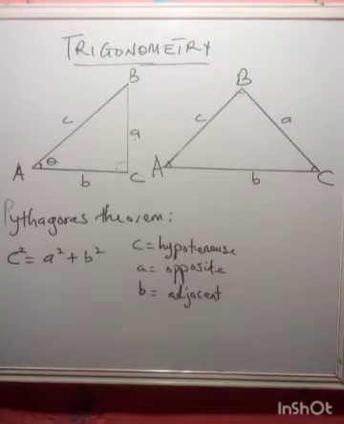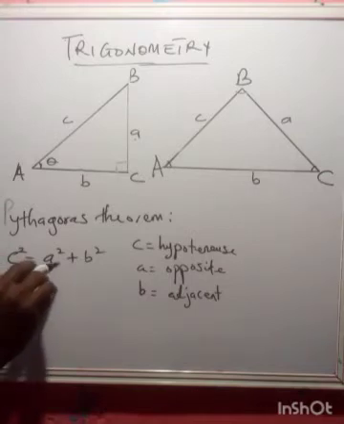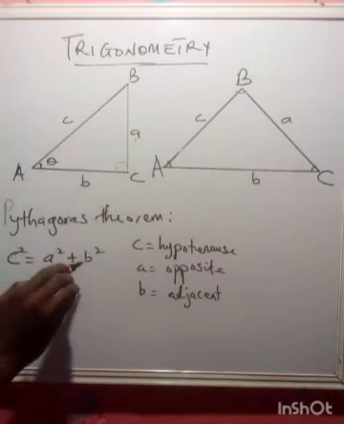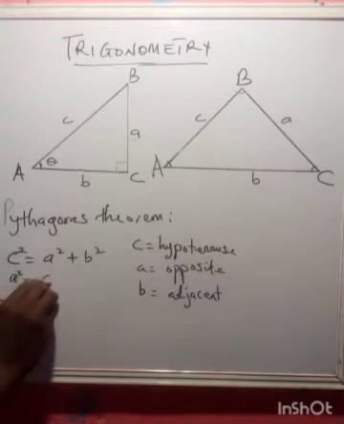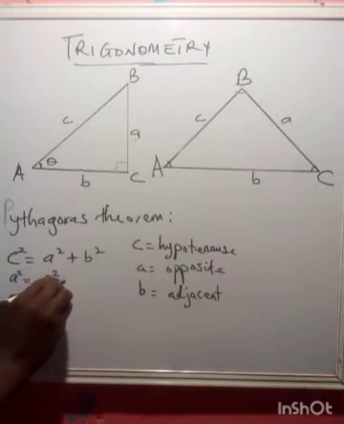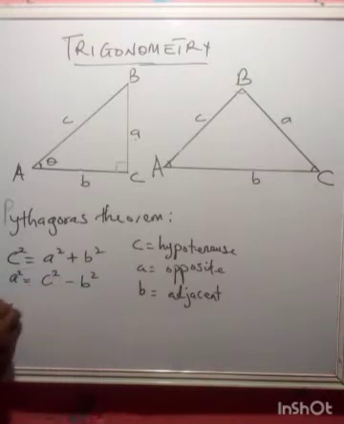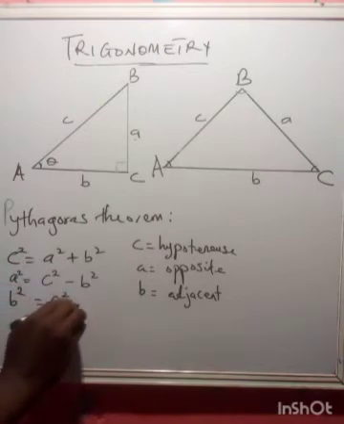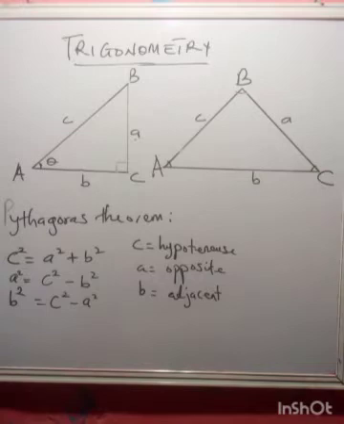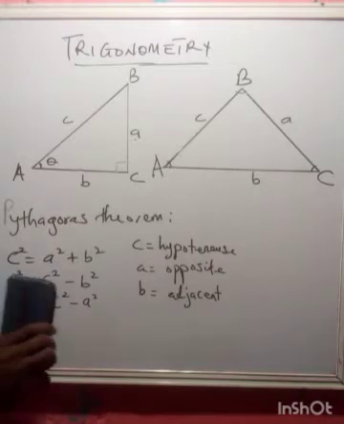If we are looking for the hypotenuse, we add the opposite side and the adjacent side, the square. If we are looking for the opposite side, we subtract hypotenuse square minus adjacent square, and also for adjacent is hypotenuse square minus opposite square. Alright, now to the trigonometric ratios.